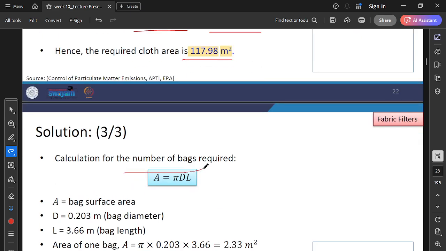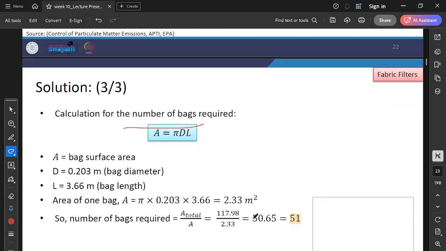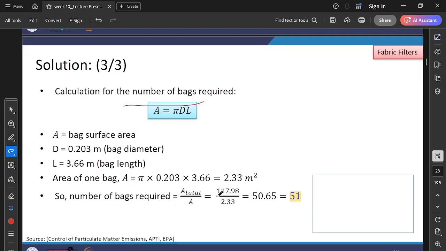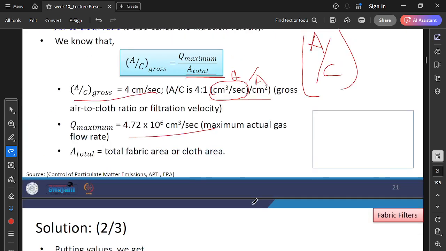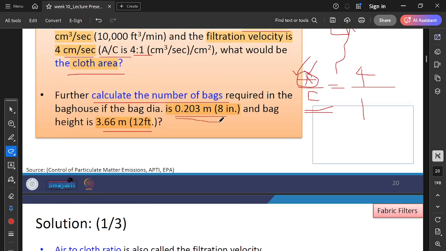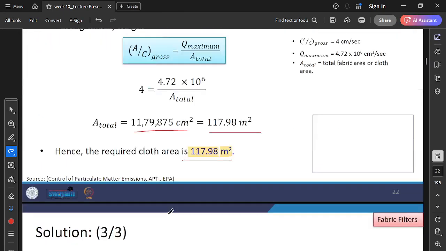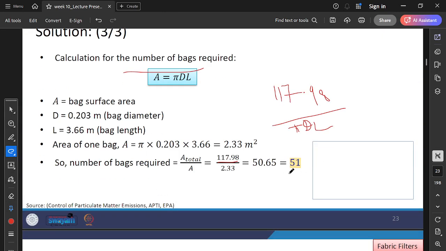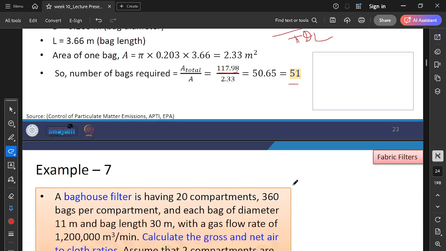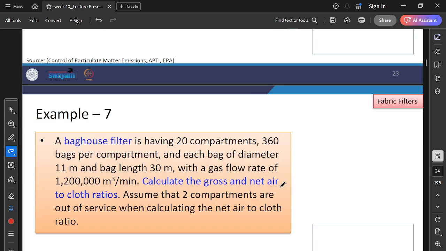Then they asked the number of bags. We know the total cloth area required is 117.98, divided by one bag's area, which will be pi d l. The d and l of one bag are given in the question itself: a bag's diameter and height. The height will be your length, 3.66 into pi into 0.23 meter. So you will get the area of one bag, and 51 bags are required to filter this much dust. You got it?